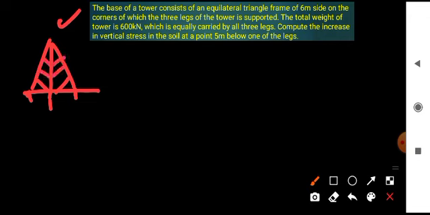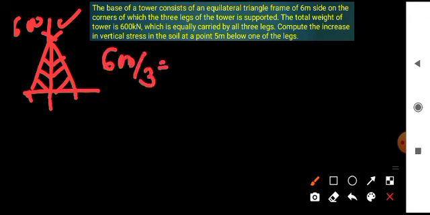Let us take this tower. The total weight of the tower is about 600 kilonewton. So the load carried by each leg of the tower is 600 by 3, which is equal to 200 kilonewton. So the load carried by each leg is nothing but 200 kilonewton.